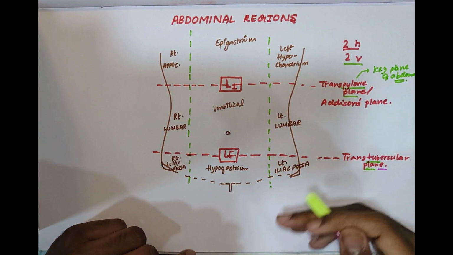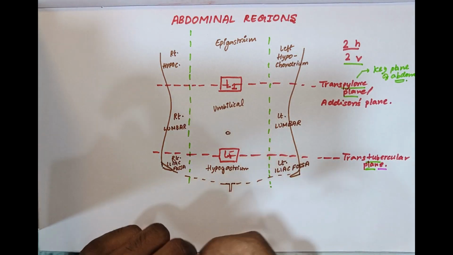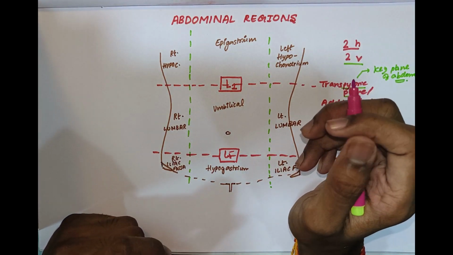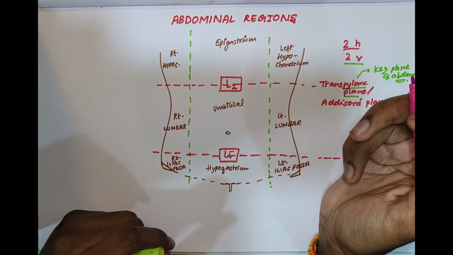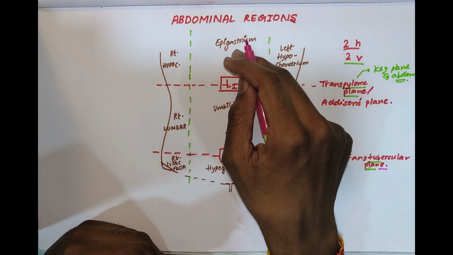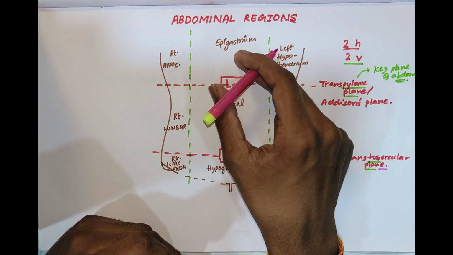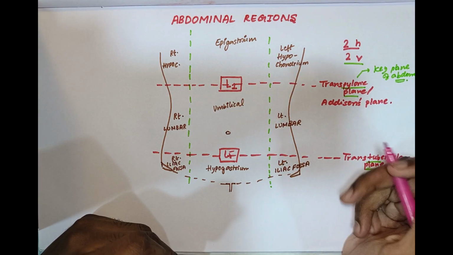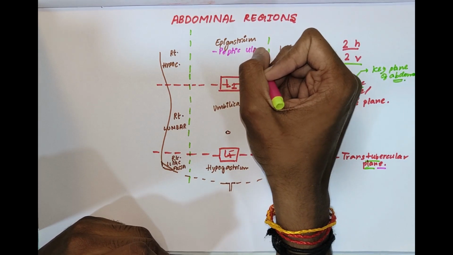Now let us talk about the different diseases associated with each of these regions. For example, a patient presents to the OPD with pain in the epigastrium, burning sensation in the epigastrium, or a dull aching pain in the epigastrium. What will be the most likely diagnosis? Of course, it will be peptic ulcer.